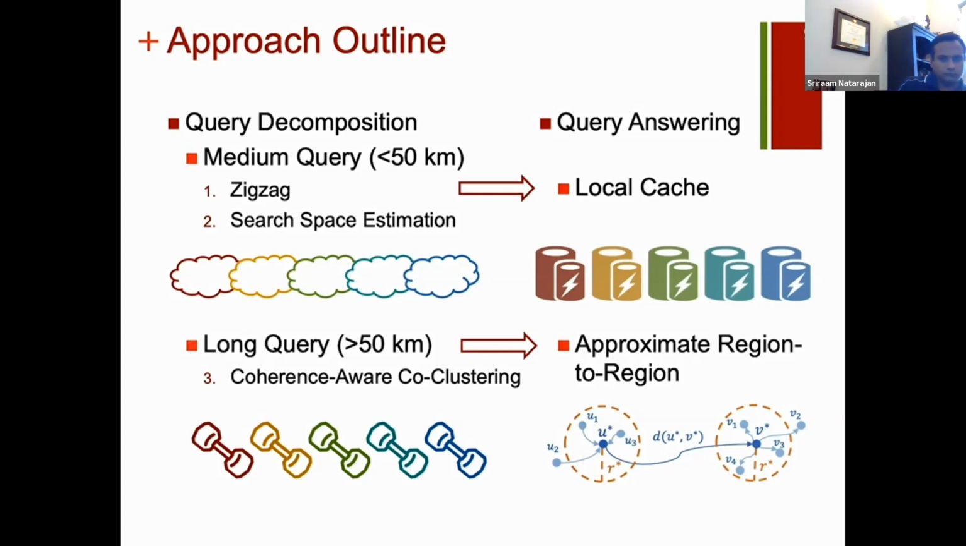For the long queries, we propose this Coherence-Aware co-clustering method, which basically creates a set of query subsets in the shape of dumbbells. Each end of the dumbbell is a query region, and the stick of the dumbbell is one single long shortest path. To answer them, we propose approximate region-to-region batch query answering with error bound.